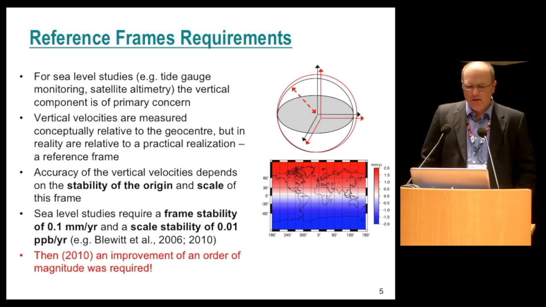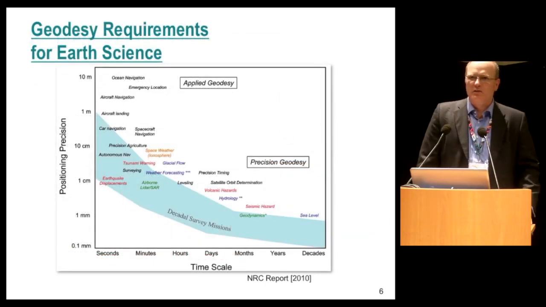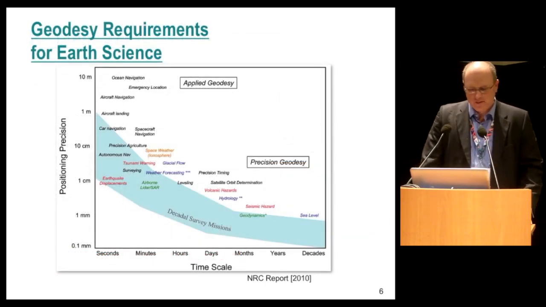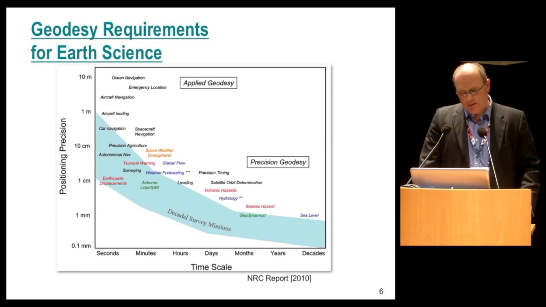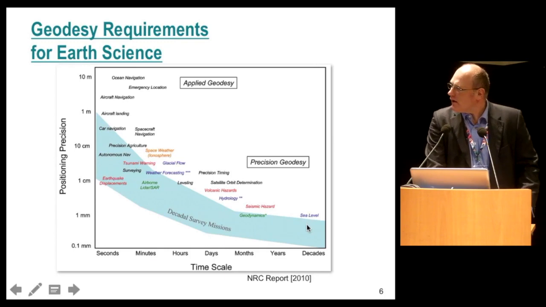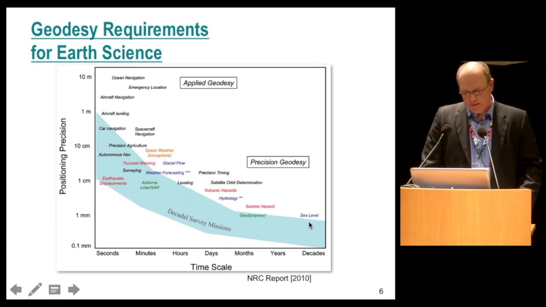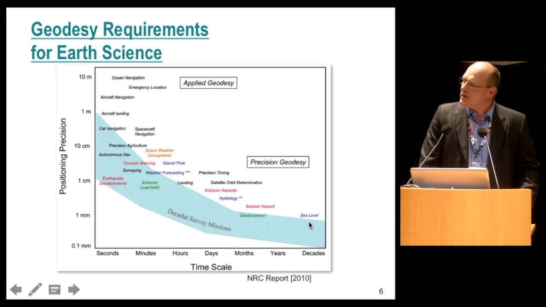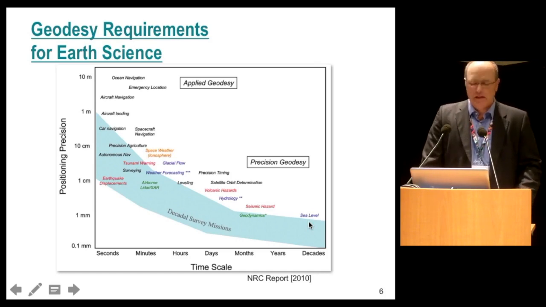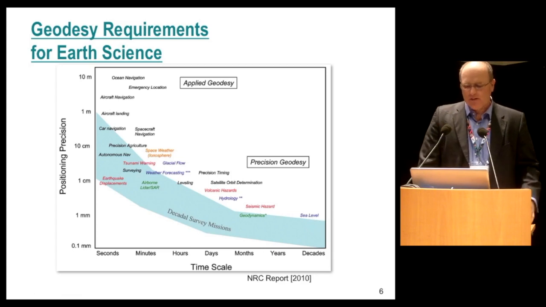In a different way, a report by the National Research Council in the US included this figure, which puts the application to sea level really as the most challenging application for GNSS. Not only do we need millimeter precision and accuracy in our results, we also need those over many decades.